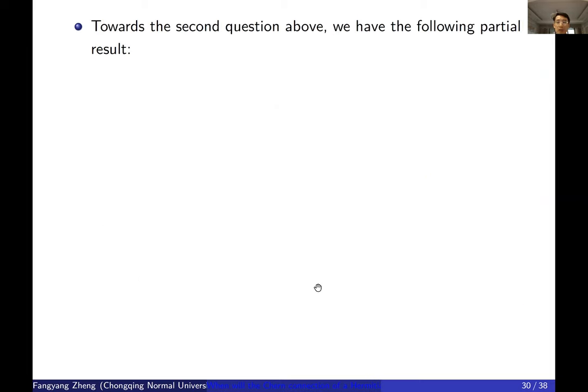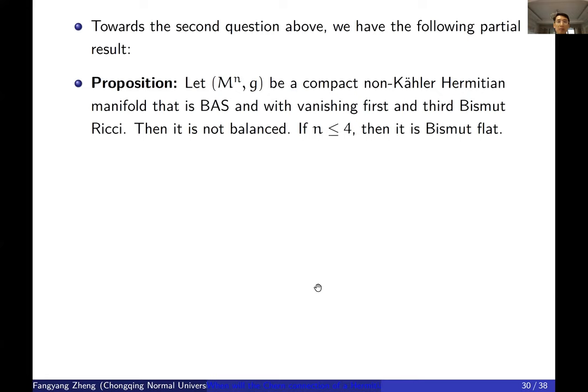Towards this second question, this AK type question, we have the following partial result. If it's non-Kähler and Bass, and its first and third Bismut Ricci both vanish, then, since for Bass manifolds the first and second Ricci are always equal, here basically you're requiring all three Bismut Ricci to vanish. Then we can show this manifold cannot be balanced, it must be unbalanced. And we can prove it's Bismut flat if n is smaller than or equal to four. In general, we don't know how to do it yet. Our proof is brute force, because in low dimension you have this classification of naturally reductive spaces.